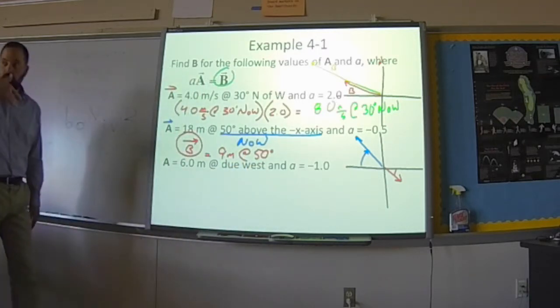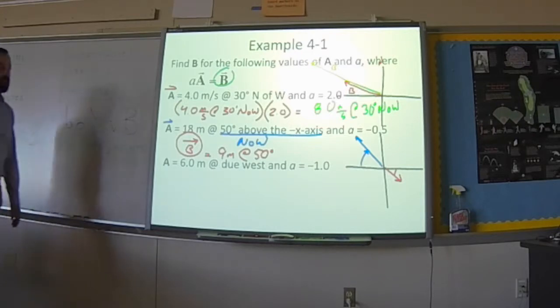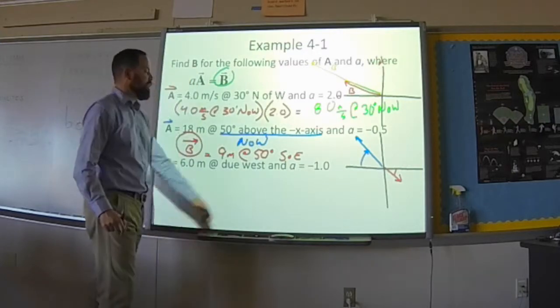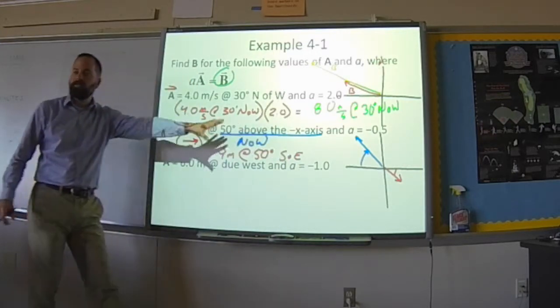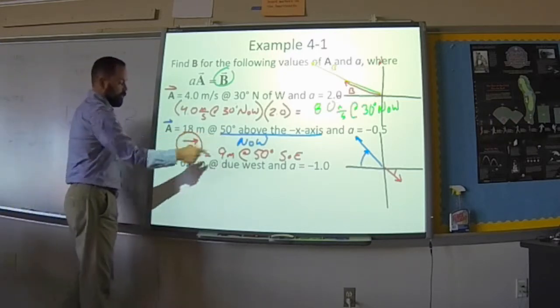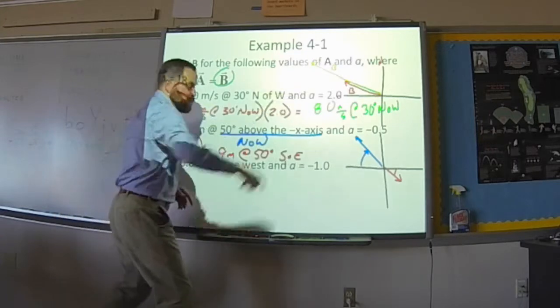But now what are we going to tack onto the end of it that talks about its direction? South of east, right? South of east, or we could say below the positive x-axis. That's the same way of doing it. All right. This is going to be our resultant vector when we multiply this vector times whatever scalar we have.